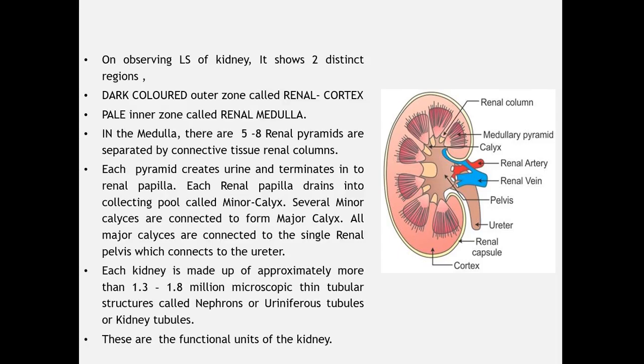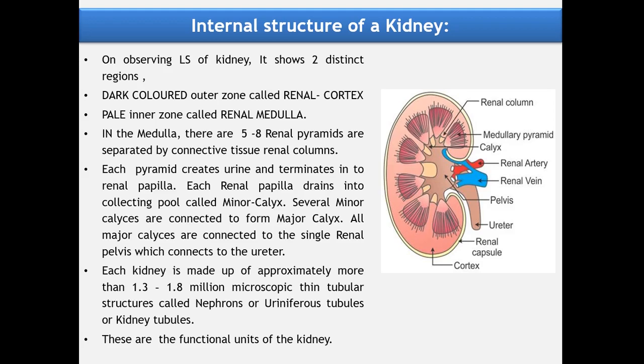Now, moving on to the next topic, that is the internal structure of the kidney. On observing the LS of the kidney, it shows two distinct regions. A dark colored outer zone called the renal cortex and a pale inner zone called the renal medulla. The word renal is related to the kidney. Whenever you come across the word renal, as in renal artery, renal vein, renal cortex, it is related to the kidney.